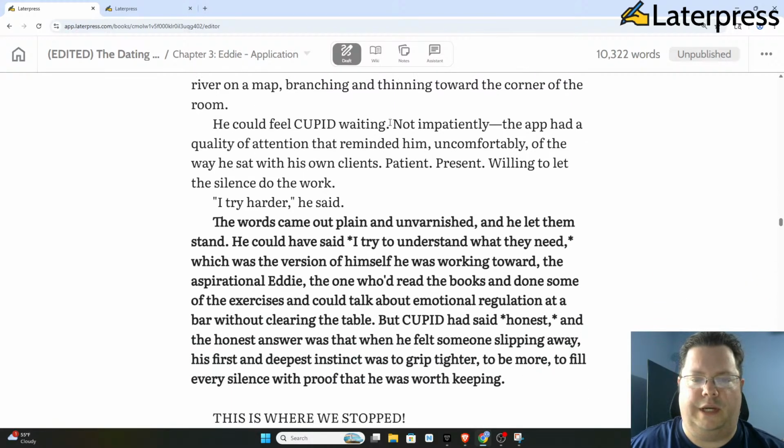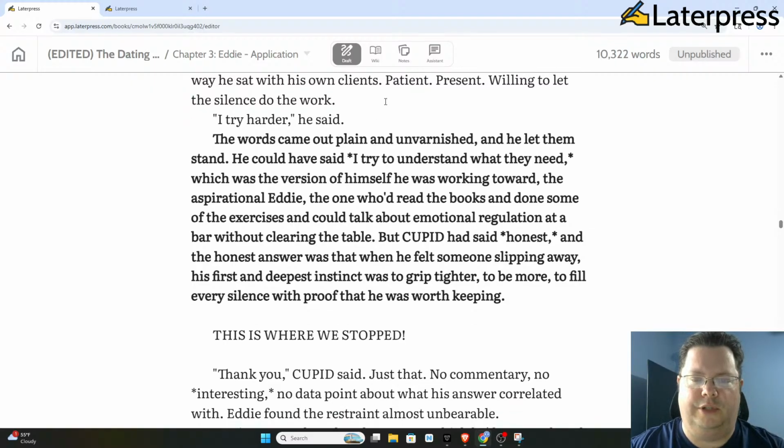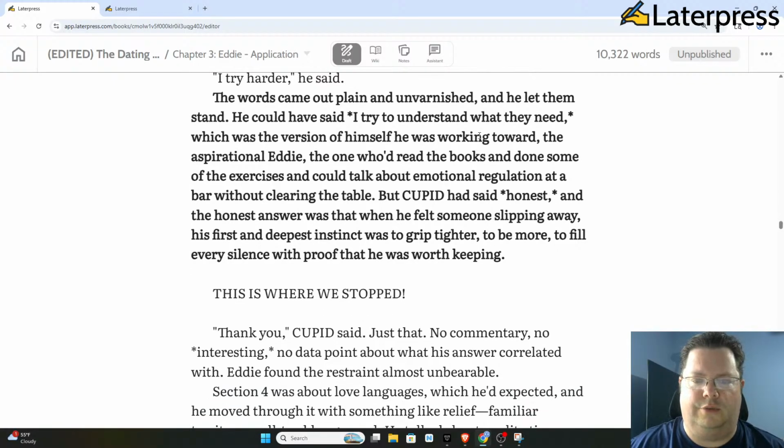He could feel Cupid waiting, not impatiently. The app had a quality of attention that reminded him uncomfortably of the way he sat with his own clients, patient, present, willing to let the silence do the work. I try harder, he said. The words came out plain and unvarnished, and he let them stand. He could have said, I try to understand what they need, which was the version of himself he was working towards, the aspirational Eddie, the one who'd read the books and done some of the exercises, that he could talk about emotional regulation at a bar without clearing the table.